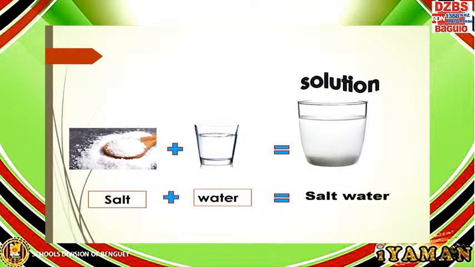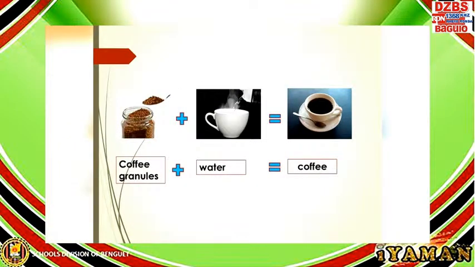Another example of solution is coffee. Coffee is a mixture of coffee granules and water. But if you mix them together, the coffee granules will dissolve. Thus, only the darkened water is recognizable. Which of the two components of coffee is the solute? Correct, the coffee granules. How about the solvent? You're right again, the water. These two examples, the salt water and the coffee, are solutions. Remember, if you can only distinguish one component of a mixture, it is a solution.